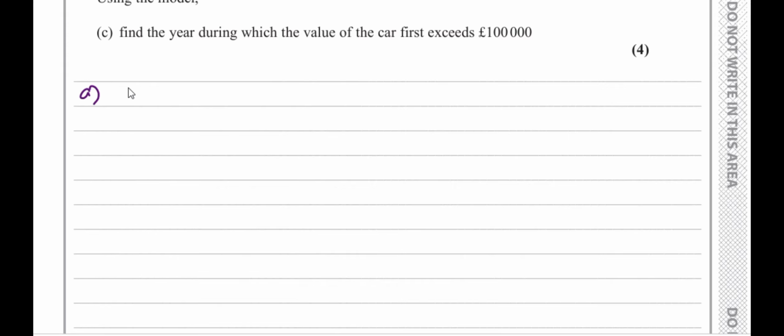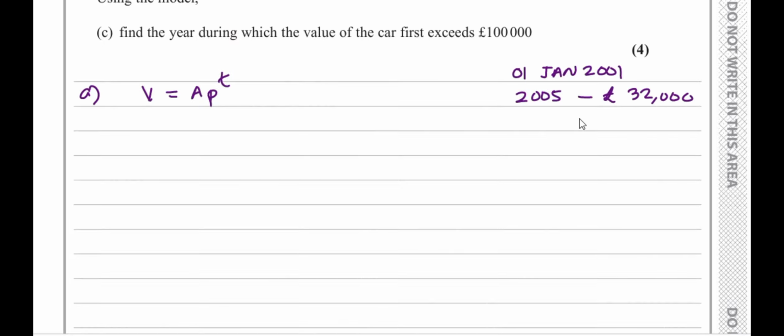So let's write the exponential equation here. V, the value, is equal to A times P to the power of T. And it's also given that the first valuation was done on 1st January 2001. In 2005, the value became 32,000. And in 2012, the value was £50,000. And we need to find out the value of P and value of A. So these two equations are good enough for us to do that.